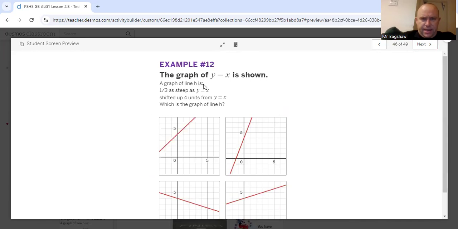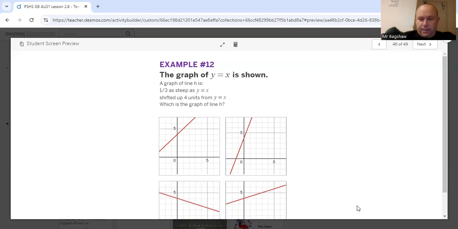A graph of line H is 1/3 as steep as y equals x. So instead of being a slope 1, we're going to have a slope of 1/3. Shifted up 4 units from y equals x. So we know y equals x goes through 0, and I got to move this up 4 places. So I wanted to go through 4, and that doesn't really help me much because every single one goes through 4. But then I want a slope of 1/3.